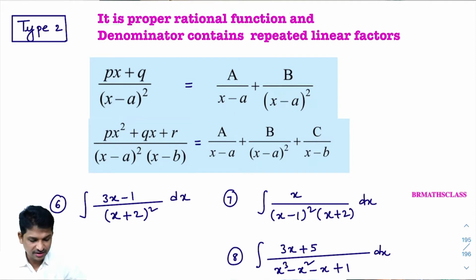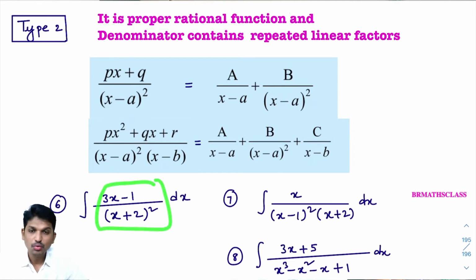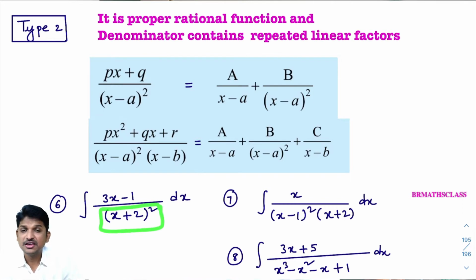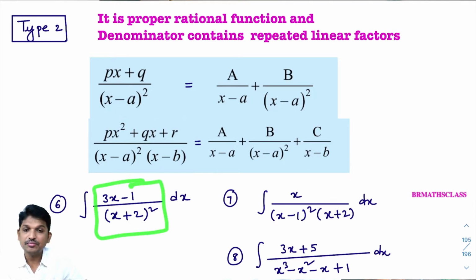You see here 3 examples are there. You observe this one. What is degree of numerator? Yes, answer: degree of numerator is 1. Okay. What is degree of denominator? Expand this x square term, you will get degree of denominator is 2. Degree of numerator is 1, degree of denominator is 2. So degree of numerator is less than degree of denominator. So this is a proper rational function.